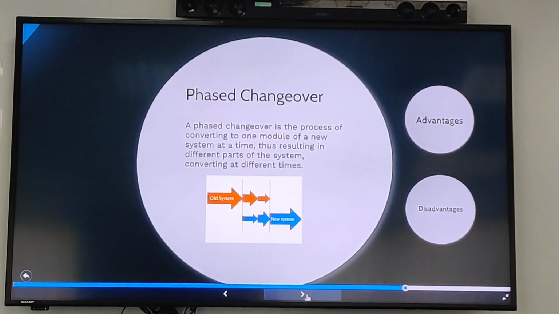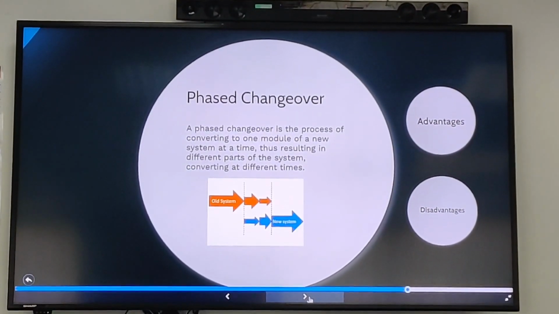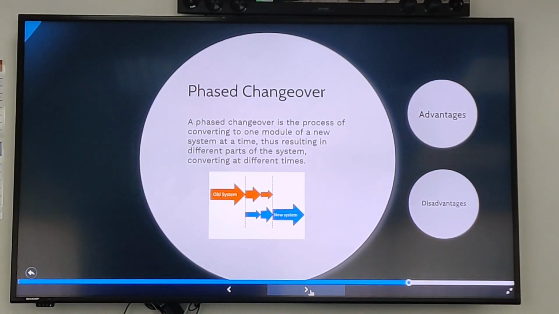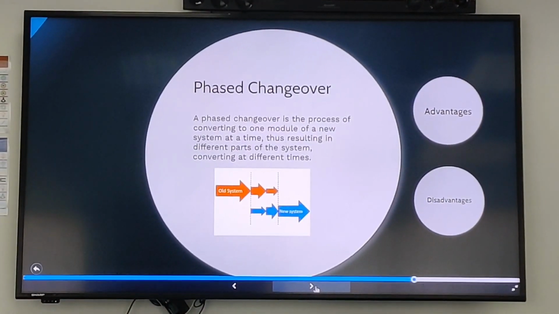And the last method of changeover is a phase changeover. It's the process of converting from one module of a system at a time to the new system, and it results in multiple different parts of the system converting at different times.